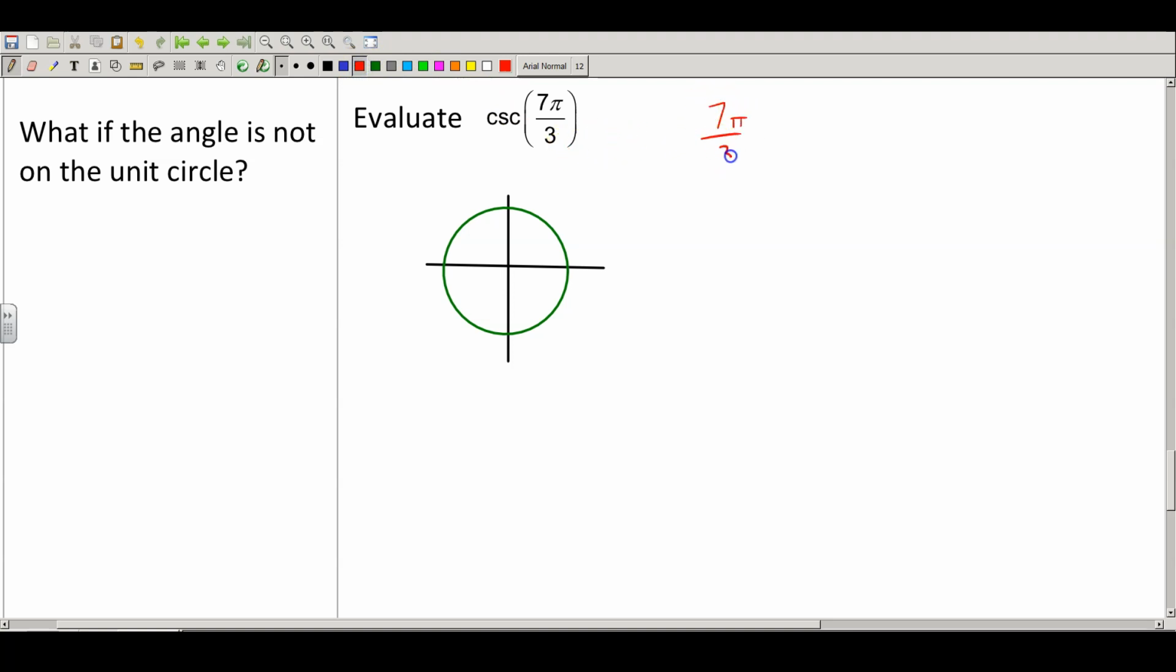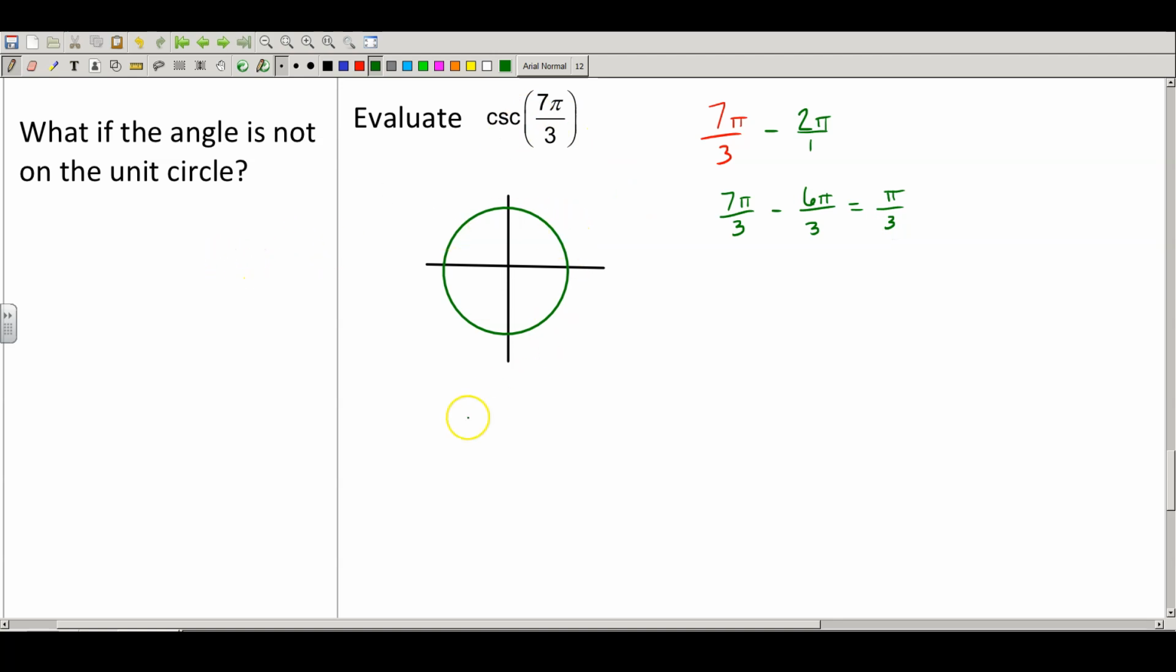So 7 pi over 3, let's add or subtract 2 pi to that to see if we can get something that is on the unit circle that we've written down. So what I'm going to do here is subtract 2 pi from 7 pi over 3. 2 pi would be equivalent to 6 pi over 3, we'd have to get a common denominator there. So we have 7/3 minus 6/3, and so we get pi over 3, or 1/3 pi.